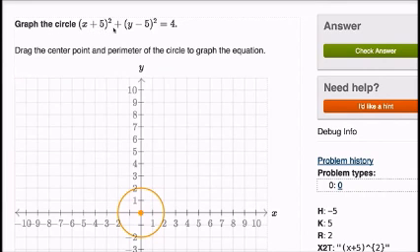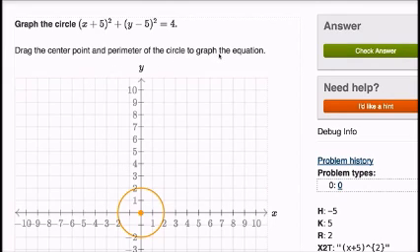(x + 5)² + (y − 5)² = 4. I know what you're thinking, what's all of this silliness on the right-hand side? This is actually just the view we use when we're trying to debug things on Khan Academy. But we can still do the exercise. So it says drag the center point and perimeter of the circle to graph the equation.